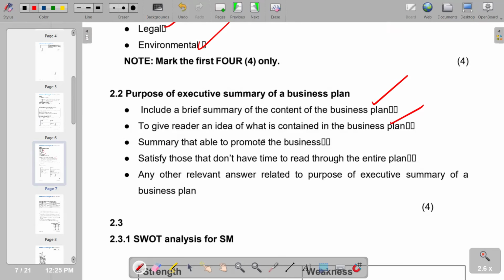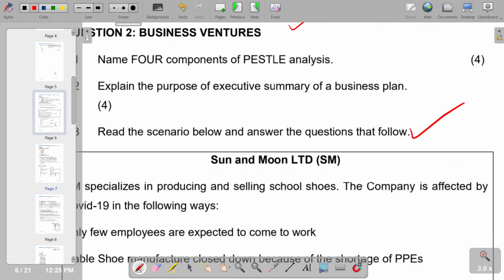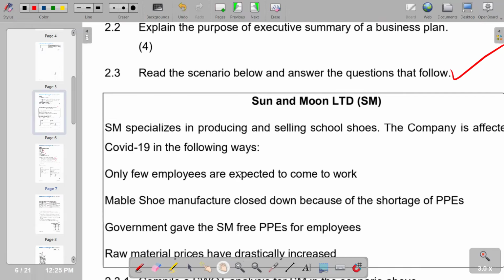The summary is able to promote the business and satisfy those who don't have time to read through the entire plan. So these are the points that we have in terms of the purpose of the executive summary, and then we move on to the next part. Read the scenario below and answer the questions that follow. You are given a scenario of Sun and Moon Limited, which you need to go through.